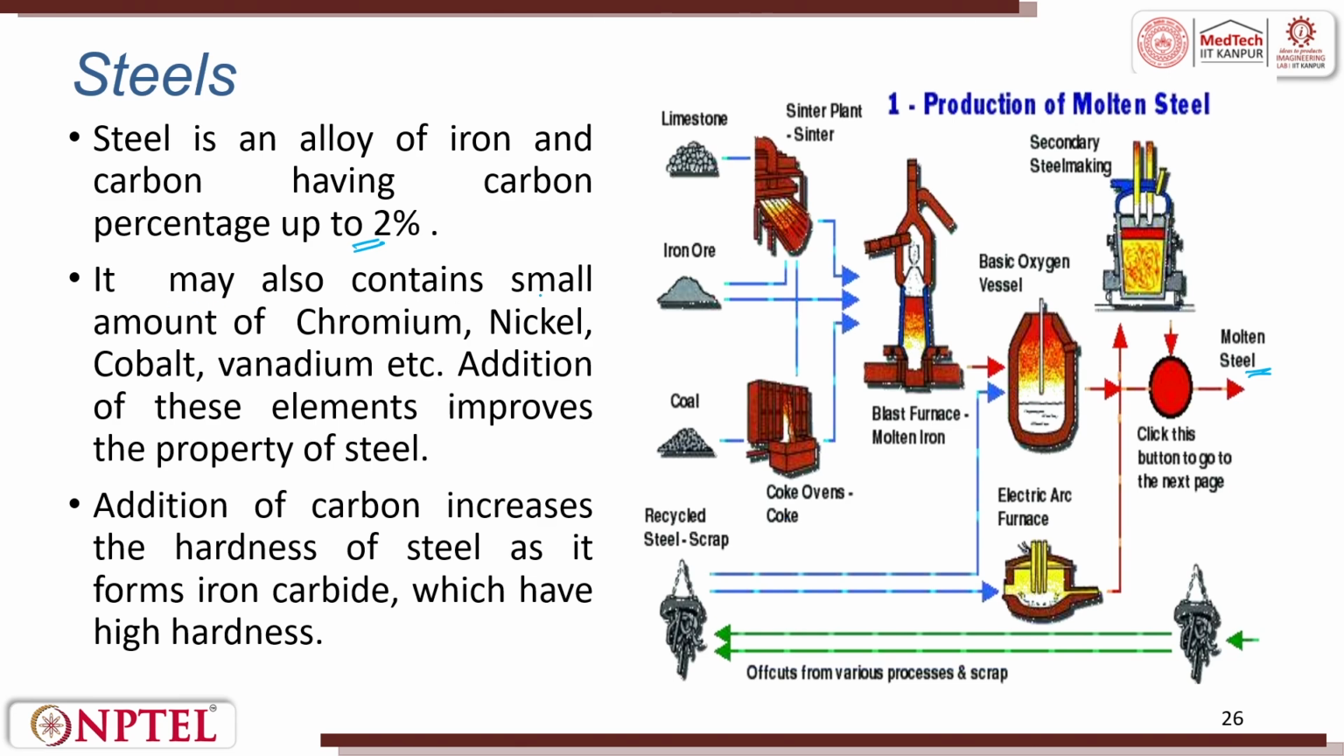Steel contains iron and carbon. Apart from these two, it can contain a small amount of chromium, nickel, cobalt, vanadium. The addition of these elements improves the property of steel. The addition of carbon increases the strength, that means to say hardness of the steel, as it forms iron carbide which has a high hardness. The formation of iron carbide will be dealt with in one lecture when we talk about heat treatment.